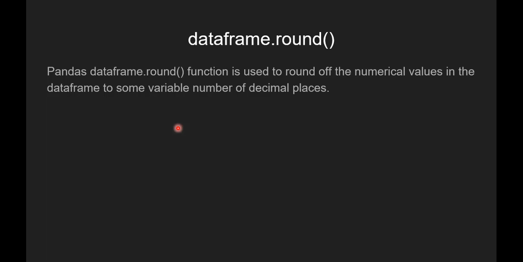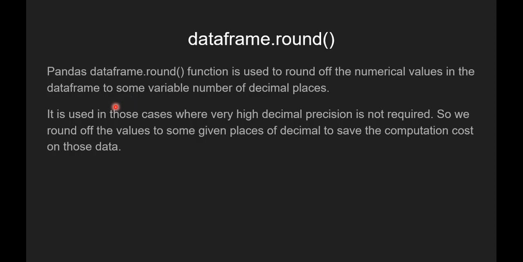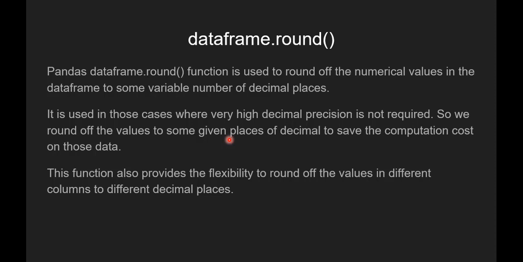Now, we'll see dataframe.round function. So Pandas dataframe.round function is used to round off the numerical values in the data frame to some variable number of decimal places. It is used in those cases where very high decimal precision is not required, so we round off the values to some given places of decimal to save the computation cost on those data. This function also provides the flexibility to round off the values in different columns to different decimal places.